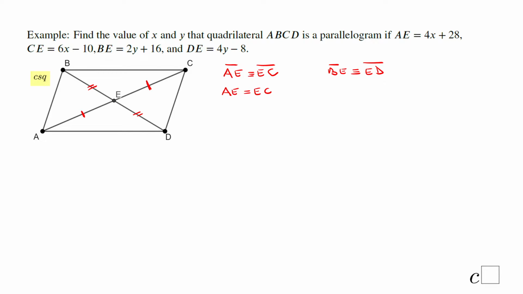which brings us the equation x plus 28 equals 6x minus 10. I will subtract 4x here to get rid of this 4x. Of course, on the other side, do the same thing. Then we have 28 equals 2x minus 10. I'm going to add 10.